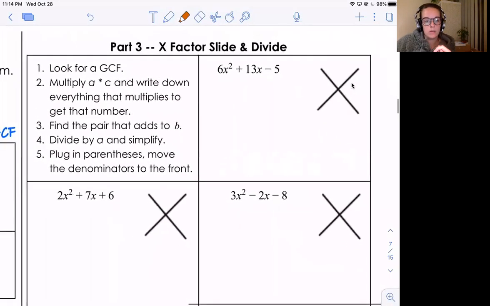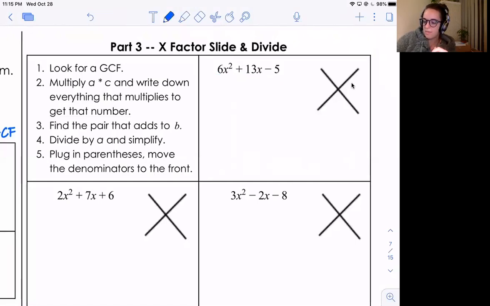So now we're on part 3. So if you're star, you should be finished already. You don't need to watch this part of the video. If you're regular, honors, or ACC, stick in with me. So again, for this one, since it has 3 terms, we're going to look for a GCF. In this case, I see that there's not a number that divides in there.